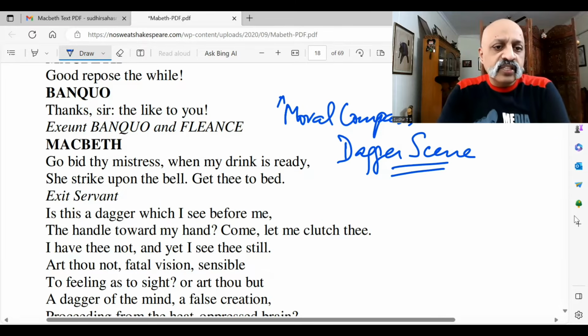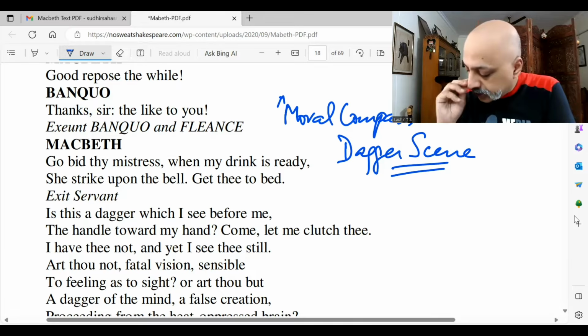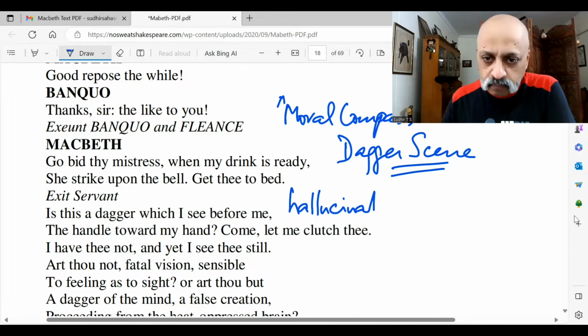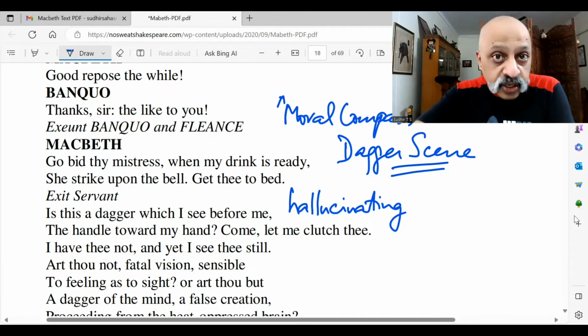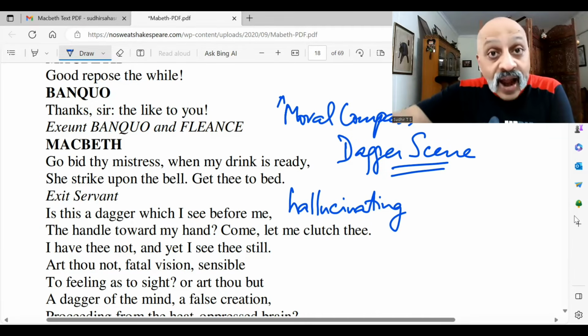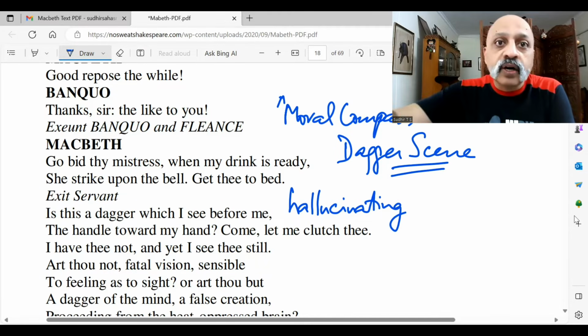Is this a dagger which I see before me? Now he is hallucinating. Hallucinating matlab he's imagining and he's talking to himself. This is the spelling, HALLUCINATING. So is this, तो he's saying कि क्या ये खंजर है जो मेरे सामने मैं देख रहा हूं. The handle towards my hand, और उसका हैंडल मेरे हाथ की तरफ है. Come, let me hold you. I have thee not, लेकिन वो dagger move करता रहता है.